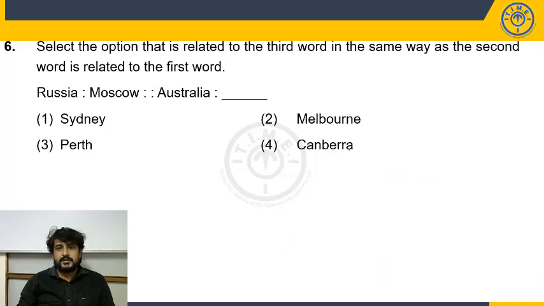Now select the option that is related to the third word in the same way as the second word is related to the first word. Third word is related to which word? Russia, Moscow. Capital of Russia is Moscow. Similarly, Australia's capital is Canberra. Choice 4.